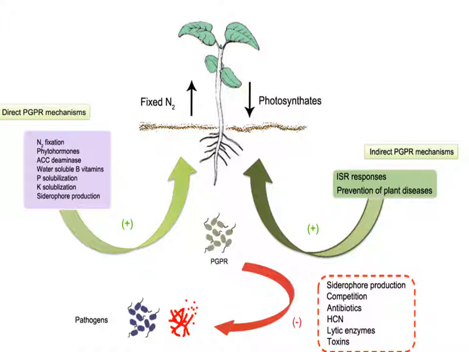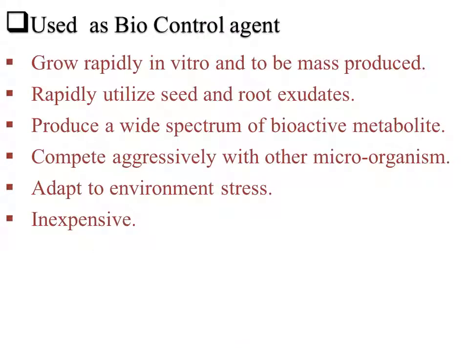Siderophore production and competition for space and nutrients against the host pathogenic fungus, antibiotics production, HCN production, lytic enzymes and toxins production are also other indirect PGPR mechanisms observed during the growth of Pseudomonas in the rhizosphere.